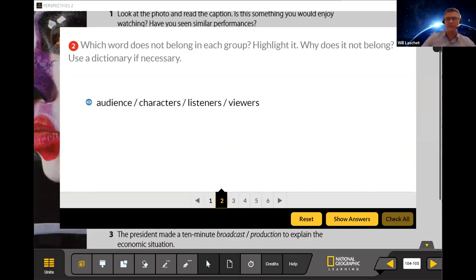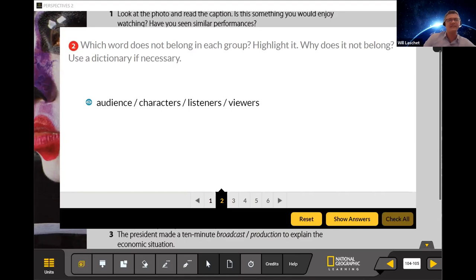How about number two here? So we've got audience, characters, listeners, and viewers. So let's see, what do we think about this one? Which one do we think is the odd one out here? Okay, so most of you put in characters. So why is characters the odd one out? So someone's put here the receiver.